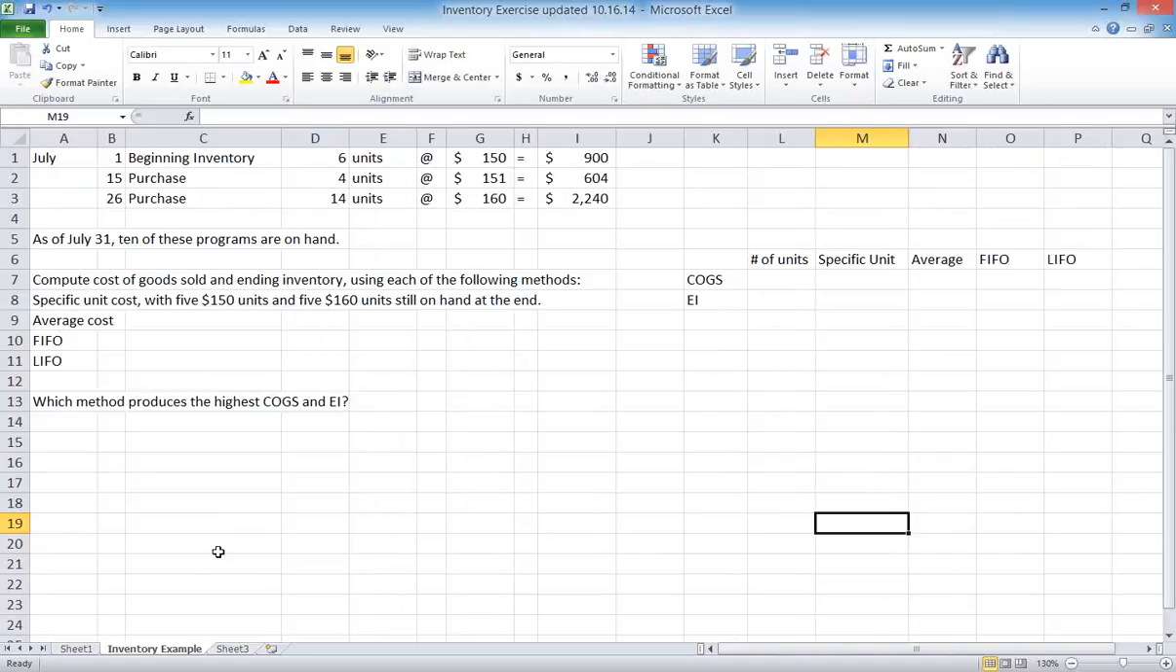Okay, so straight from homework, let's look at this and see if this makes sense. It's right out of my accounting lab. So we had this information given, and it tells us as of July 31st, 10 of these programs are on hand.